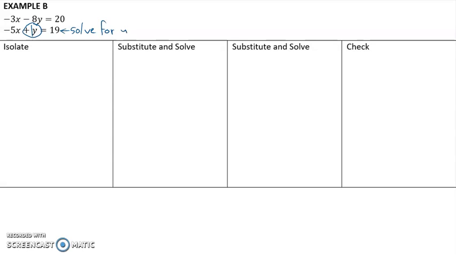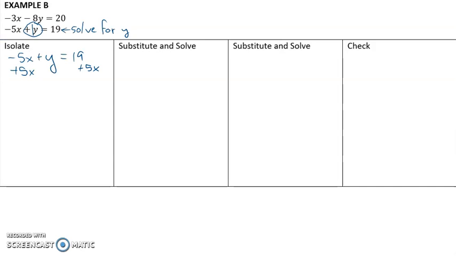So we're going to have negative 5x plus y equals 19. We've done a lot of this. Zero out the x's. So y equals 5x plus 19. That's all I can do right now, but these are equivalent. So not like the previous one where it gave me the coordinate, but now I know that this is the same thing as y. So wherever I see y, I can swap y for 5x plus 19.